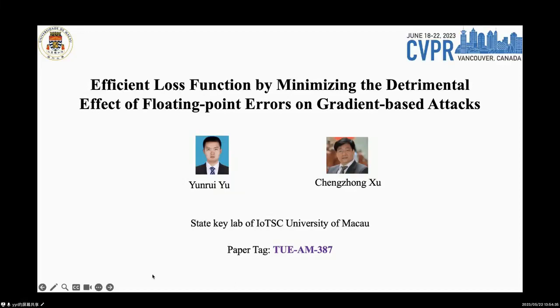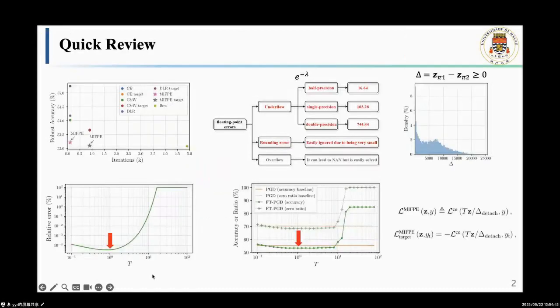Hello, everyone. Welcome to our work on adversarial attacks, which proposes an efficient loss function by minimizing the detrimental effect of floating point errors on gradient-based attacks. We all know that gradient-based attacks often suffer from severely overestimating the model's robustness.